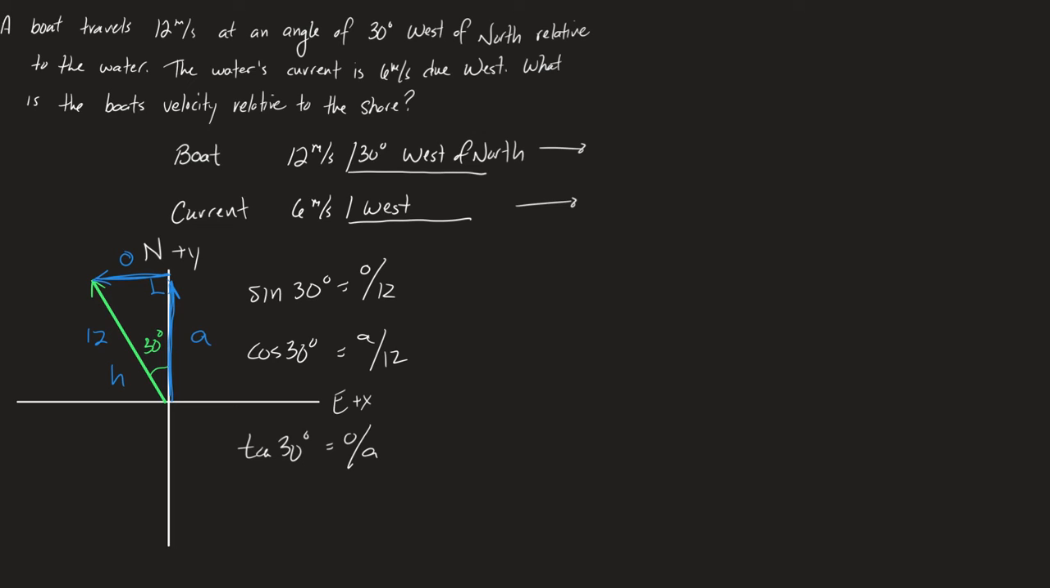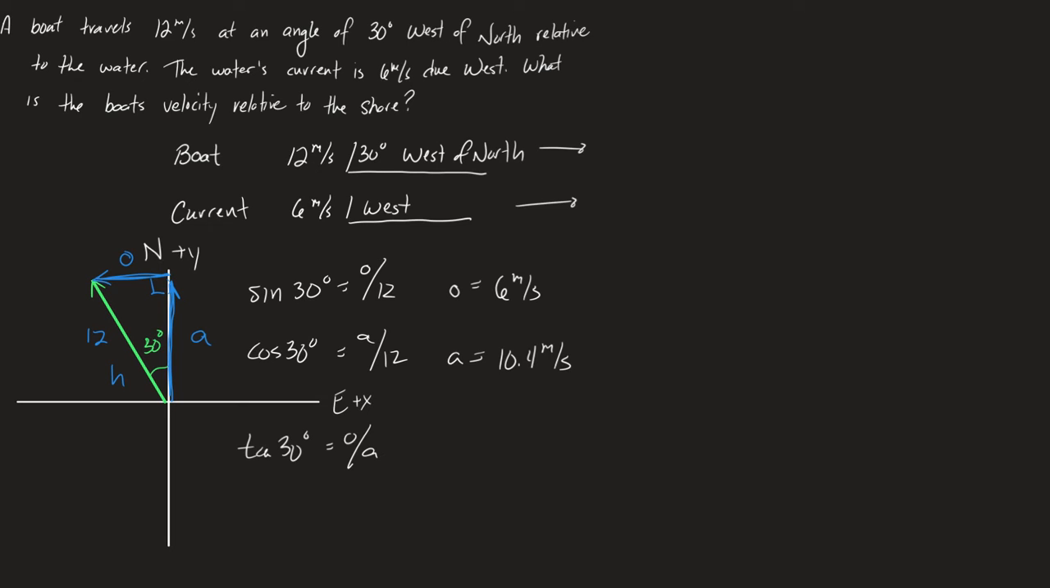And truthfully, I would never write all of this out. This is purely for your benefit. But this tells me that opposite is equal to 6 meters per second. And adjacent is equal to, let's see, 12 times 0.866, 10.4 meters per second.